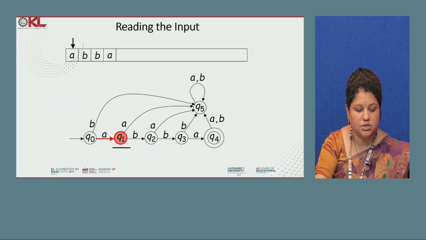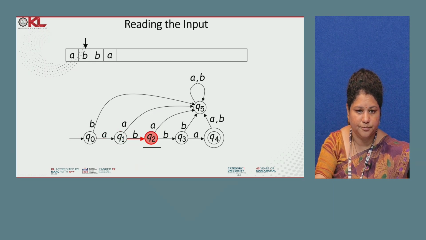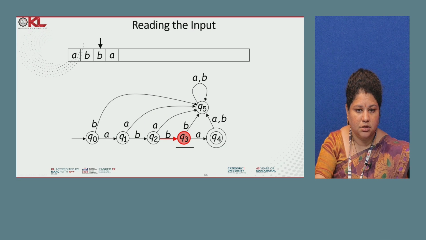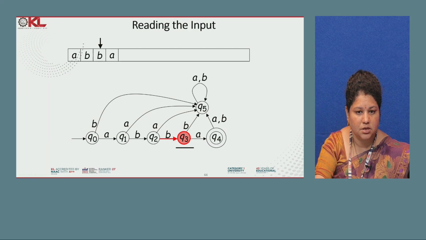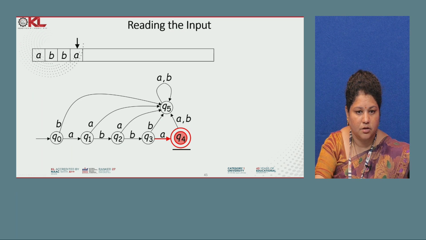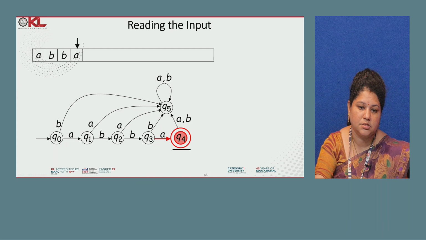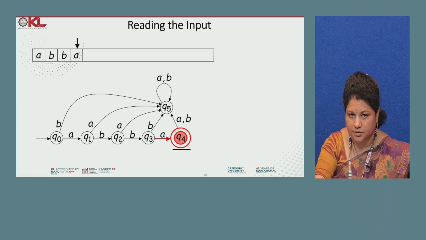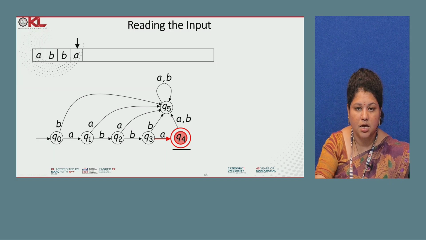From the Q0 state to the Q1 state a transition is generated. After that, Q3 on B, where is the B reaching? B is going to Q5 and A reaches the final state. How can we identify the final state? The state which is drawn with a double circle we can consider as a final state.